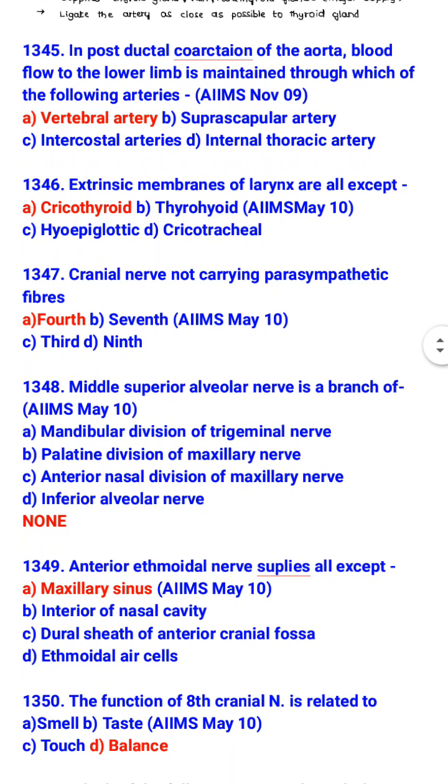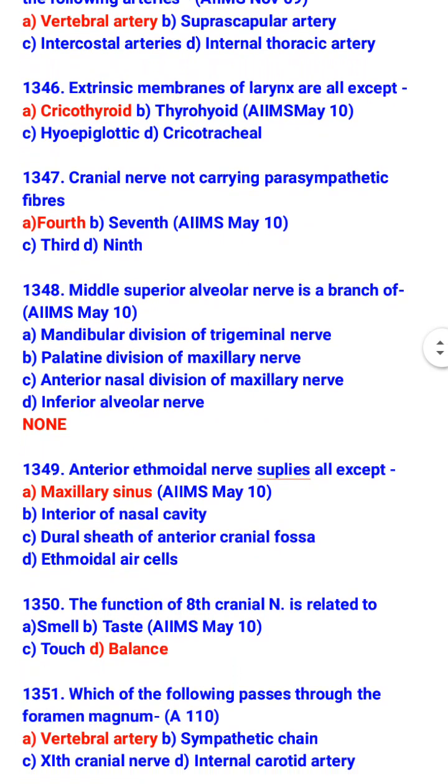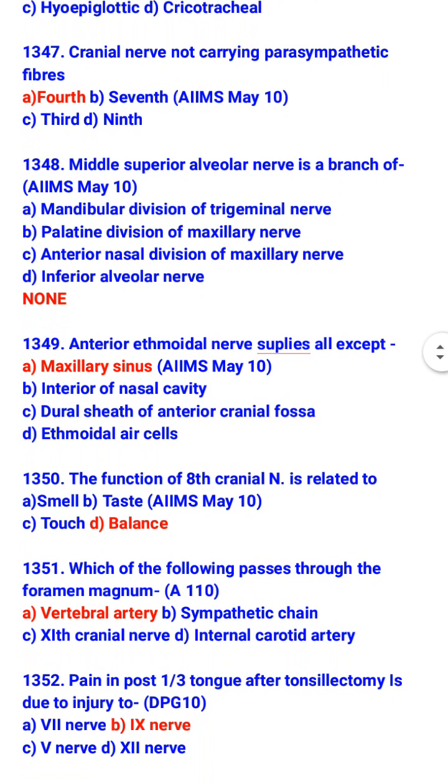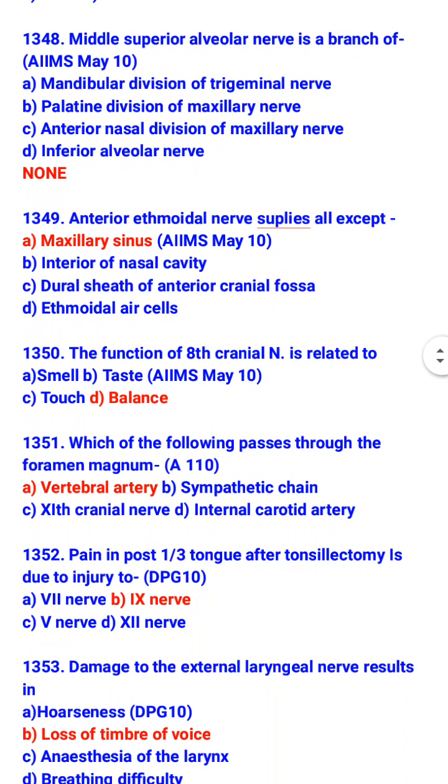Middle superior alveolar nerve is a branch of none of these options. Anterior ethmoidal nerve supplies all except maxillary sinus, so it supplies interior of nasal cavity, dural sheath of anterior cranial fossa, and ethmoidal air cells. The function of eighth cranial nerve is related to balance.